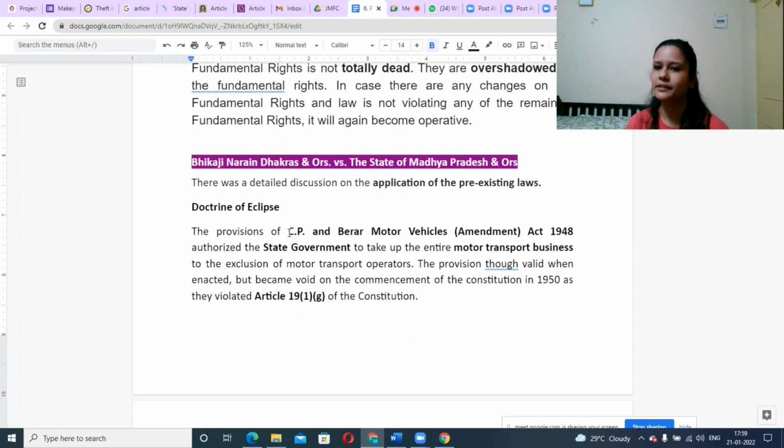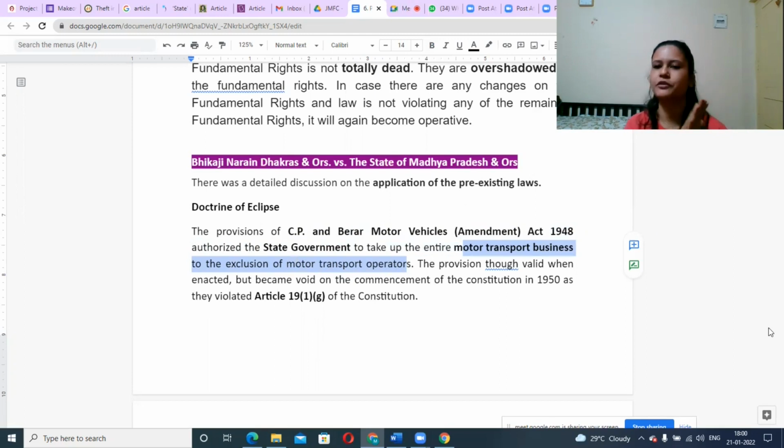What happened is, in Madhya Pradesh, right, there was a legislation, a law which is called the CP and Berar Motor Vehicles Amendment Act 1948. Okay, so this is a legislation which is applicable in Madhya Pradesh. That means this law was in operation since before 1950, right? Before the constitution became applicable. So, under the provisions of this legislation, it authorized the state government of Madhya Pradesh to take up the entire motor transport business to the exclusion of motor transport operators. As in, this motor transport business would be completely controlled and dominated by the government.